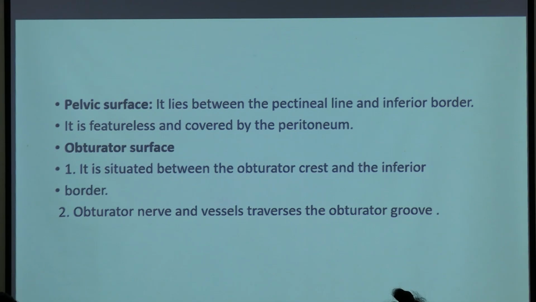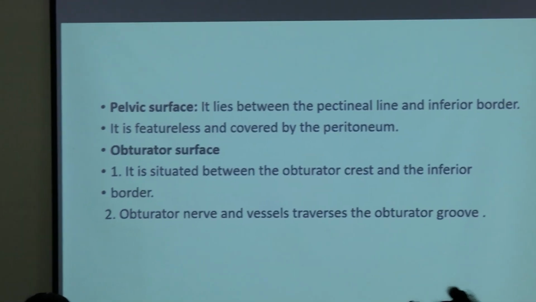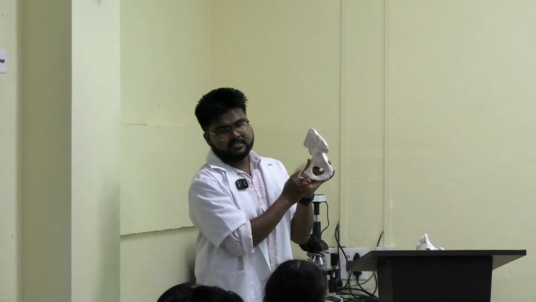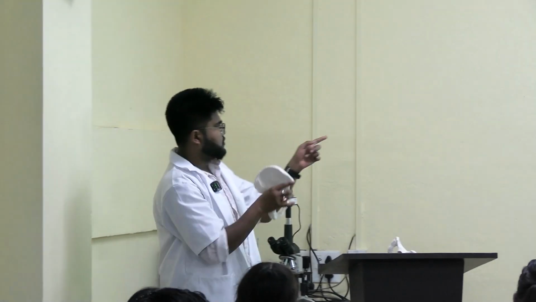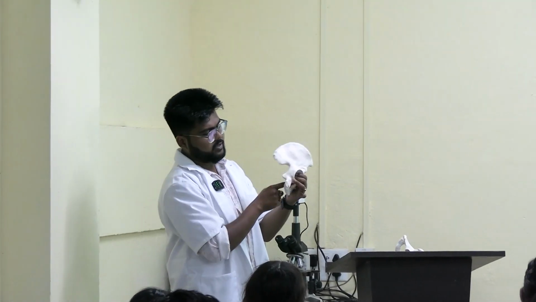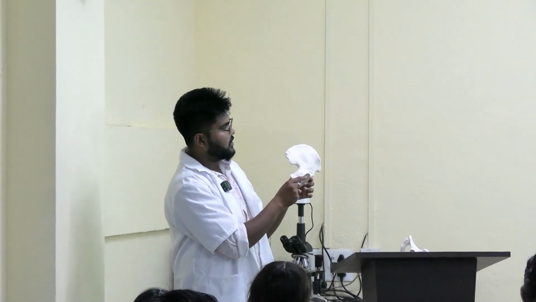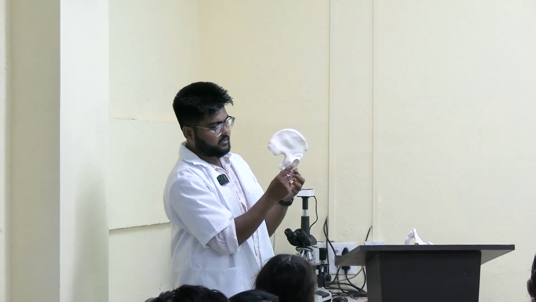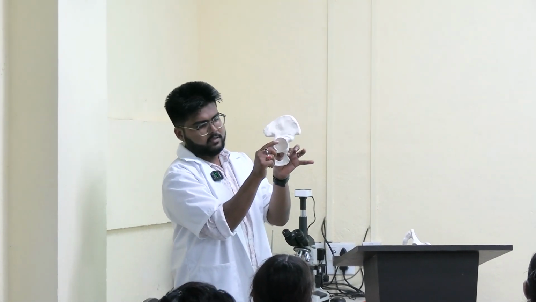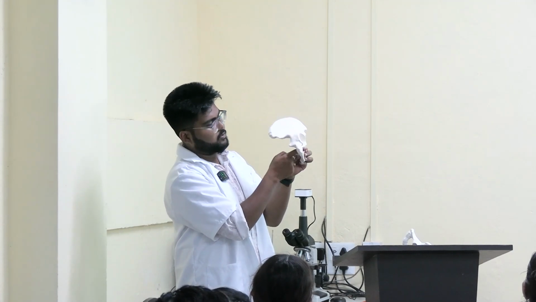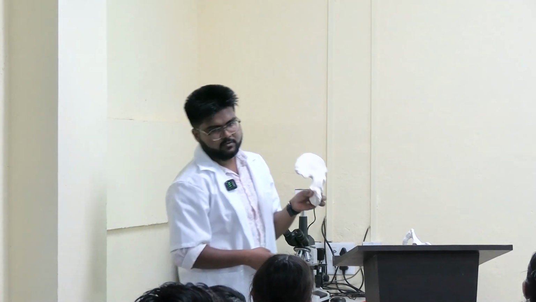Next is pelvic surface. So this is in between the pectineal line and inferior border. So this is the pelvic surface. This is related to our peritoneum part. Okay. And another is obturator surface. This surface. Okay. So it is present in between this obturator crest and inferior border. Okay. In between, this is called obturator surface.